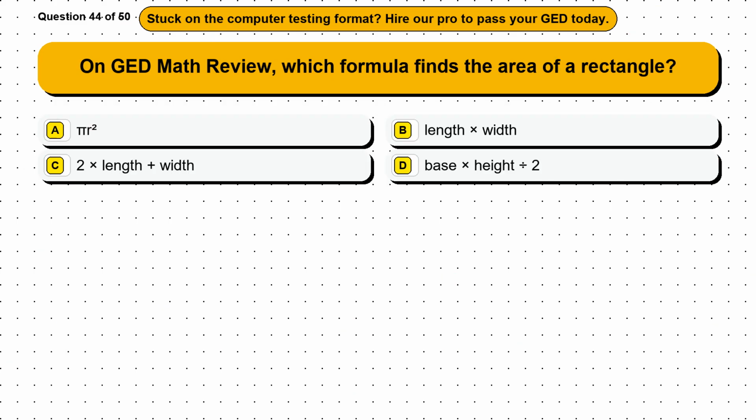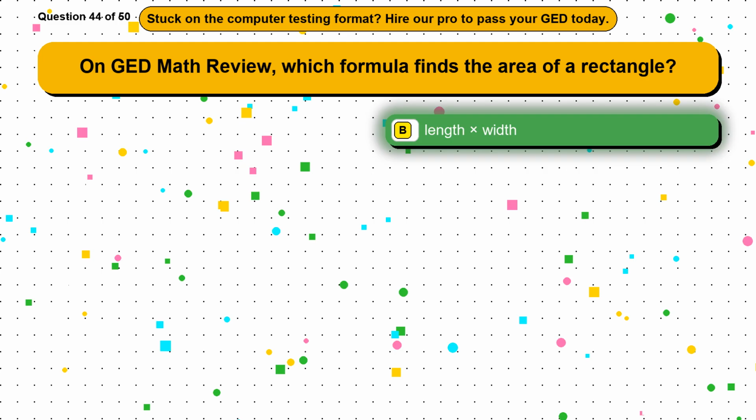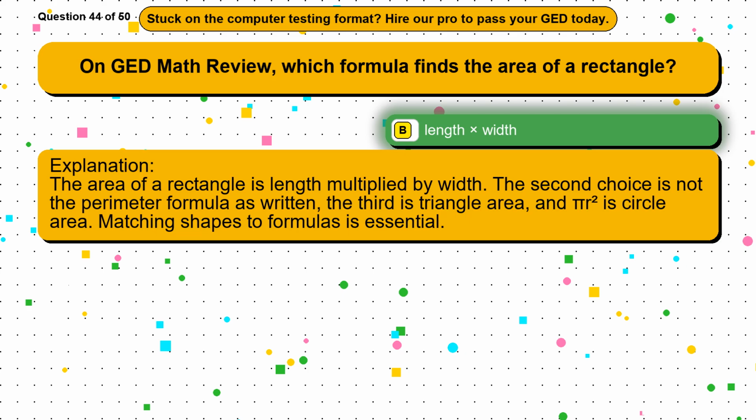Question 44. On GED Math review, which formula finds the area of a rectangle? Option A, pi r superscript 2. Option B, length times width. Option C, 2 times length plus width. Option D, base times height divided by 2. The correct answer is option B, length times width. The area of a rectangle is length multiplied by width. The second choice is not the perimeter formula as written, the third is triangle area, and pi r superscript 2 is circle area. Matching shapes to formulas is essential.